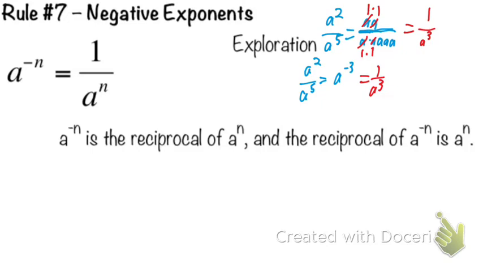A to the negative nth is the reciprocal of A to the nth, and the reciprocal of A to the negative nth is A to the nth. What you do with these is you just reciprocate it and make it positive. Okay? Because A to the negative third is secretly over what number? 1. That's secretly over a 1, isn't it? So you reciprocate it, and you change the sign to a positive now.